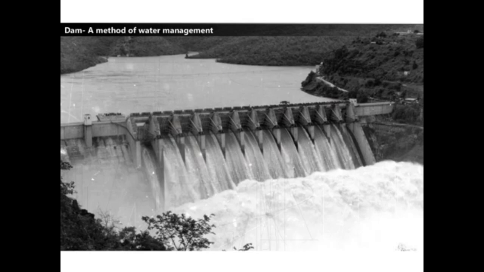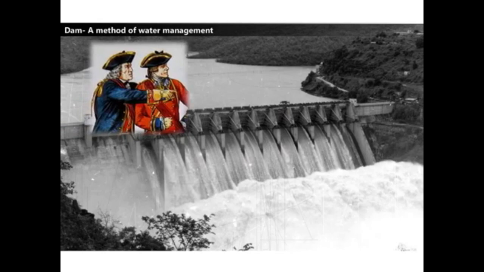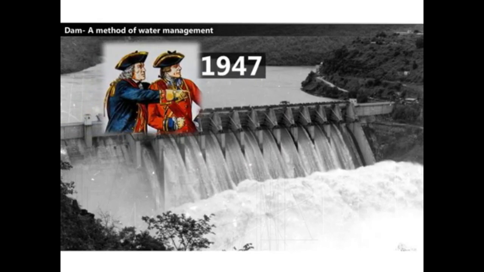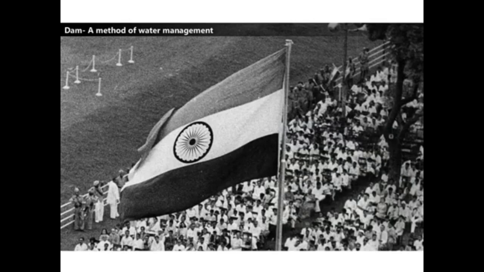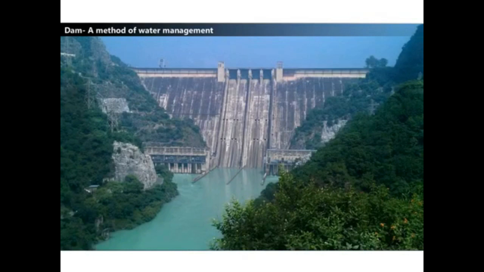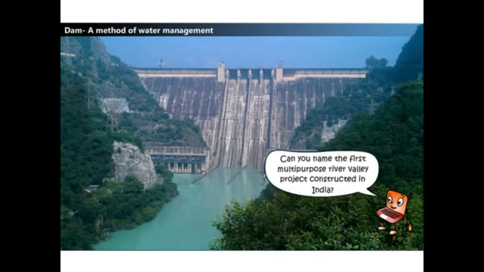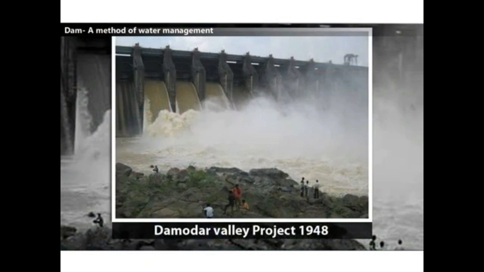The concept of large projects such as large dams in India was first conceived and implemented by the British. By 1947, there were about 300 dams in India, largely used for irrigation. After independence, as a first step to attain self-sufficiency in food grain, the new government started some mega projects on various rivers of India. Can you name the first multipurpose river valley project constructed in India? The Damodar Valley project was the first multipurpose river valley project started after independence, in 1948.